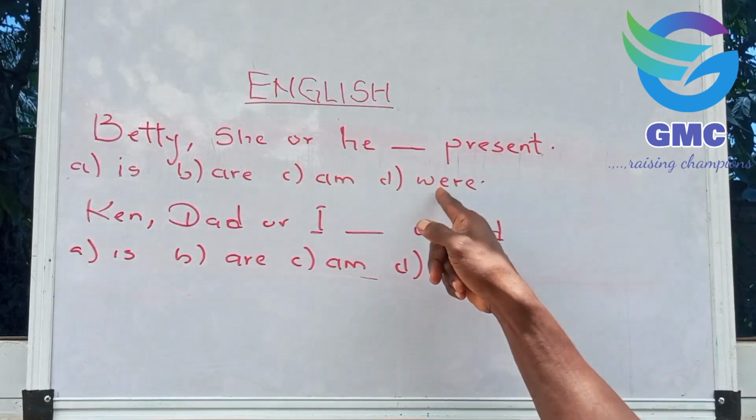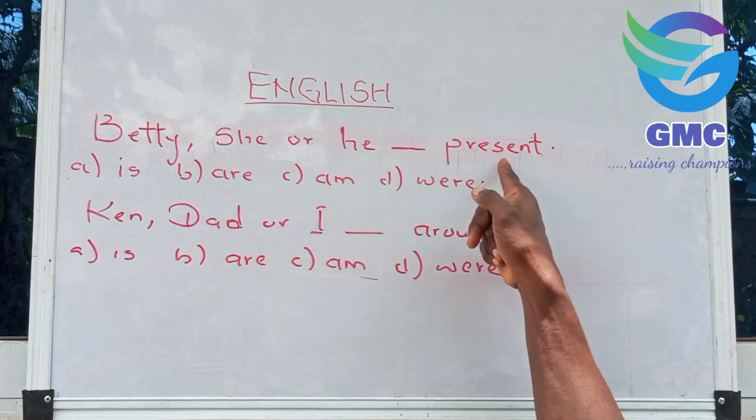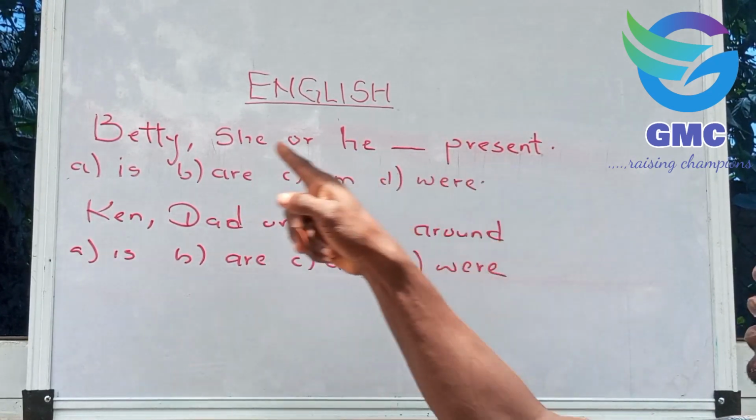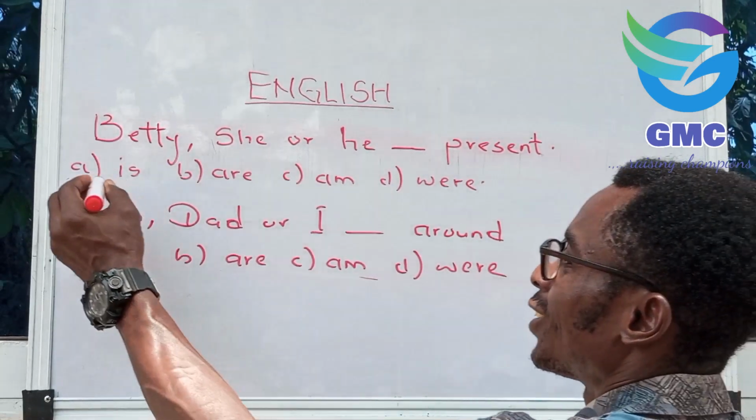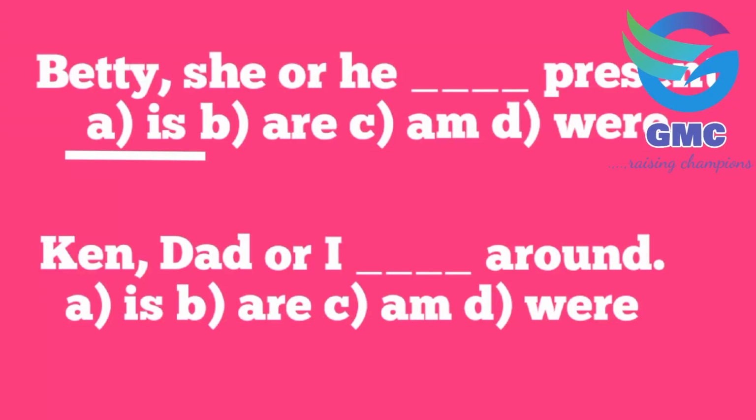Will it be "he, we are present," or "he, am present," or "he, are present," or "he is present"? Of course, he is present. So the right option is.